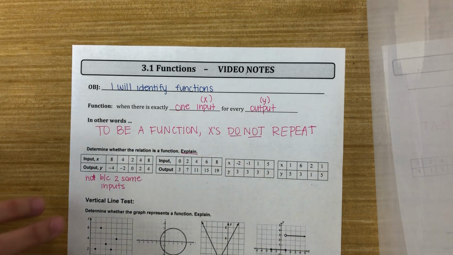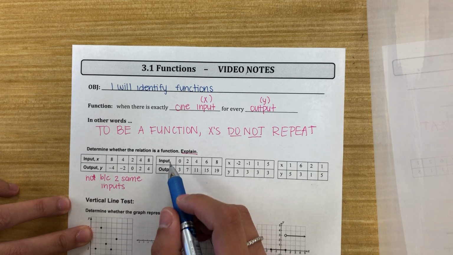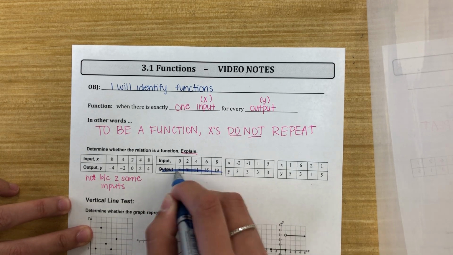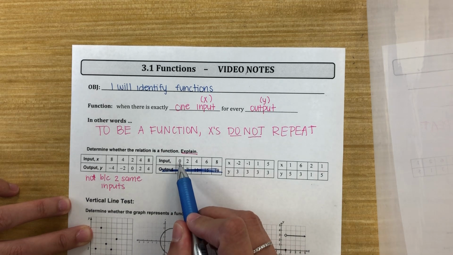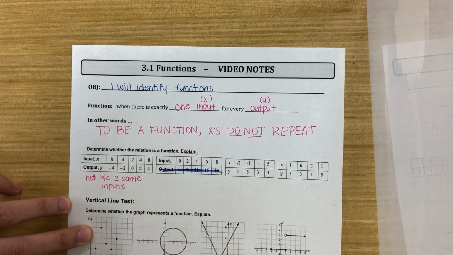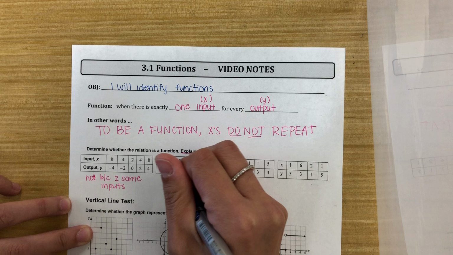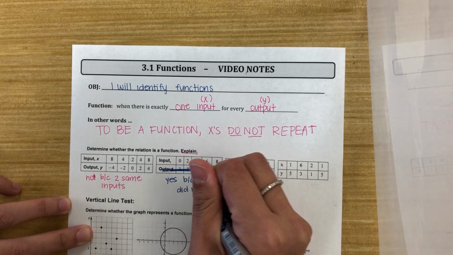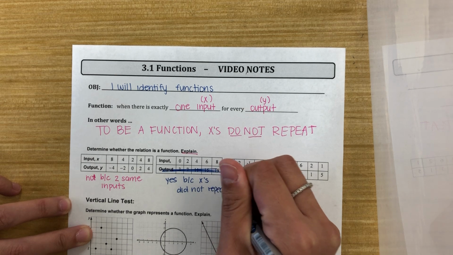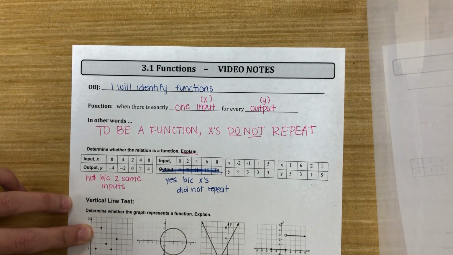So really, this is so easy. All you have to do is say, okay, to see if it's a function, take a look at your x's, and your x's are your inputs. Do any of these repeat? 0, 2, 4, 6, 8. No, they did not repeat. So yes, it's a function because your x's did not repeat. Okay, let's take a look at this one.